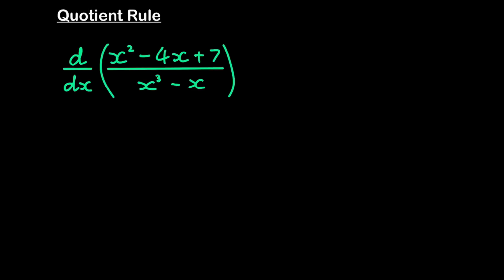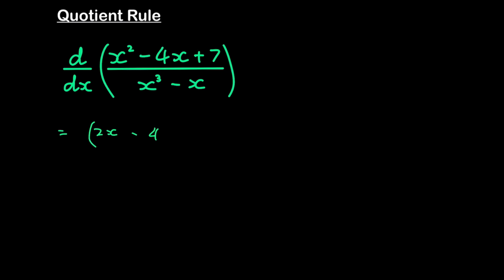Okay, so here's our next example, and it's an example of the quotient rule. Try it for yourself first and see if you get it right. Of course, still using the formula for the quotient rule. So, first off, we're going to take the derivative of the numerator, which is 2x, because the derivative of x squared is 2x, minus 4. Because the derivative of negative 4x is negative 4, and then the derivative of 7 is 0.